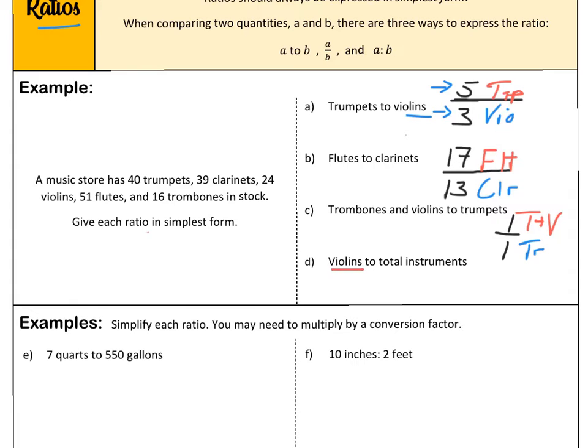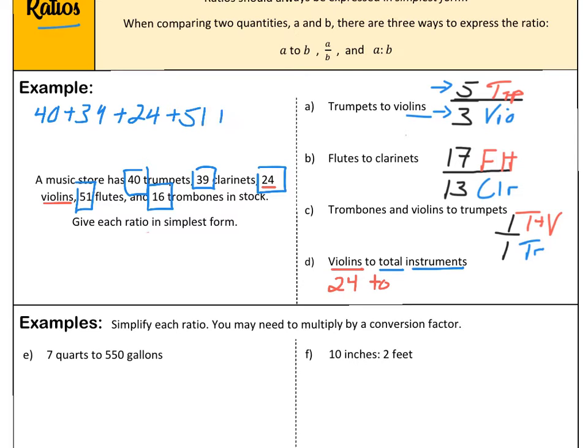And the last ratio is comparing violins. So violins, we have 24 of them. And we're going to compare that to the total instruments. So that's going to be the 40 trumpets, the 39 clarinets, I'm going to include the 24 violins because that's part of all the instruments. Now I'm going to add up all these values that I do have. So 40 and 39, 24 and 51, and lastly 16. Which gives me 170 for my total.